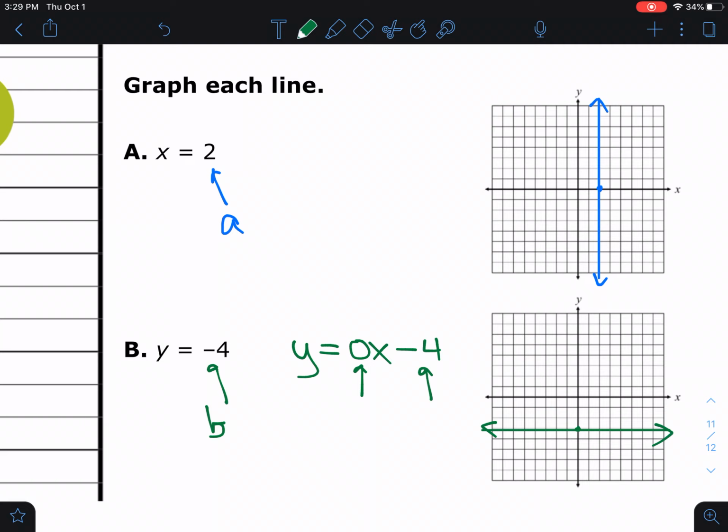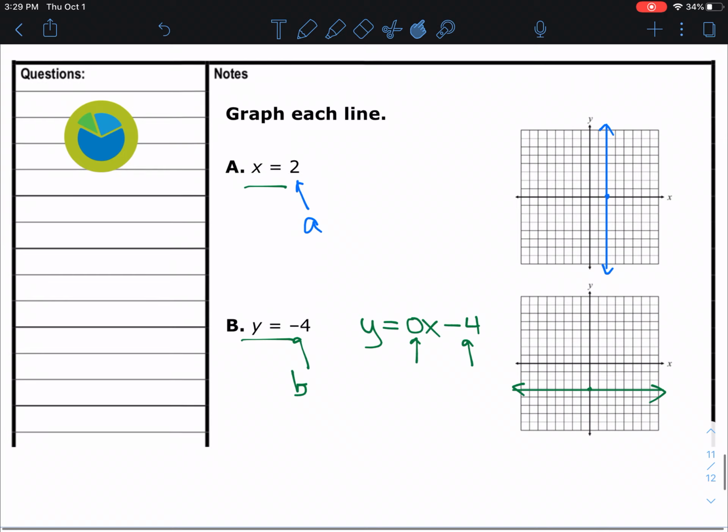So notice these two are a little weird because they only have one variable, just an x or just a y. So those are special cases and weird lines. Those are ones you kind of have to remember that there's something weird going on. Horizontal and vertical lines.